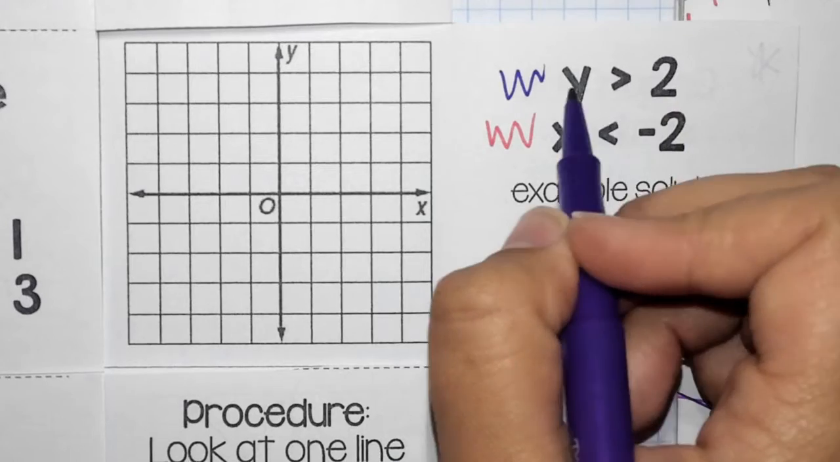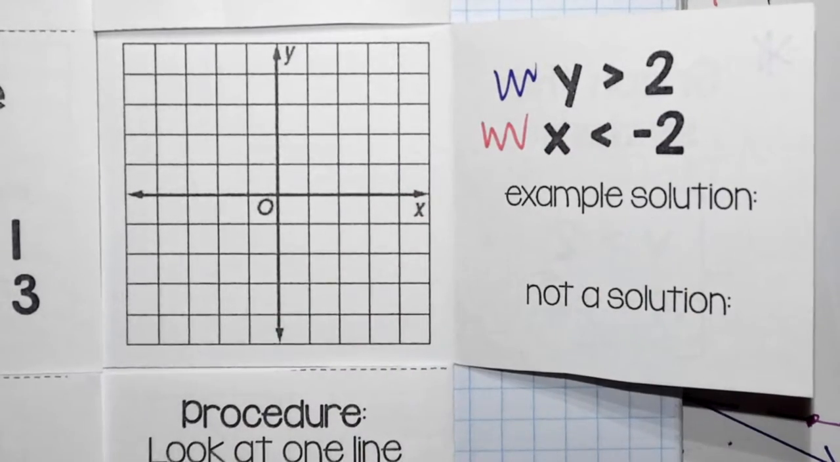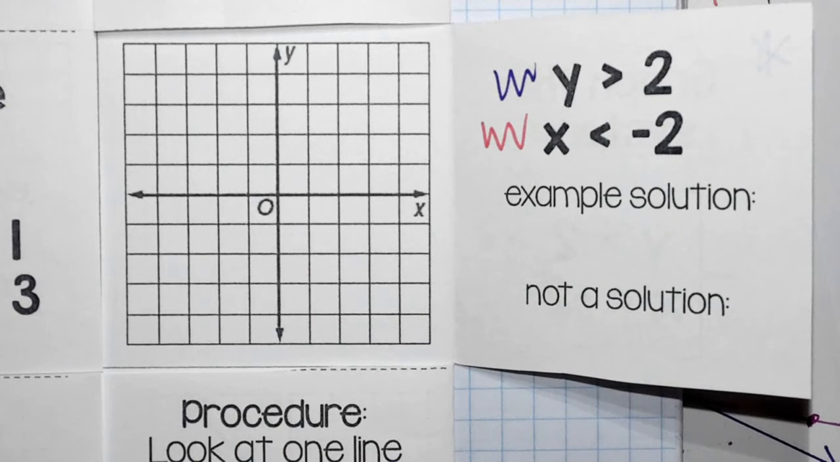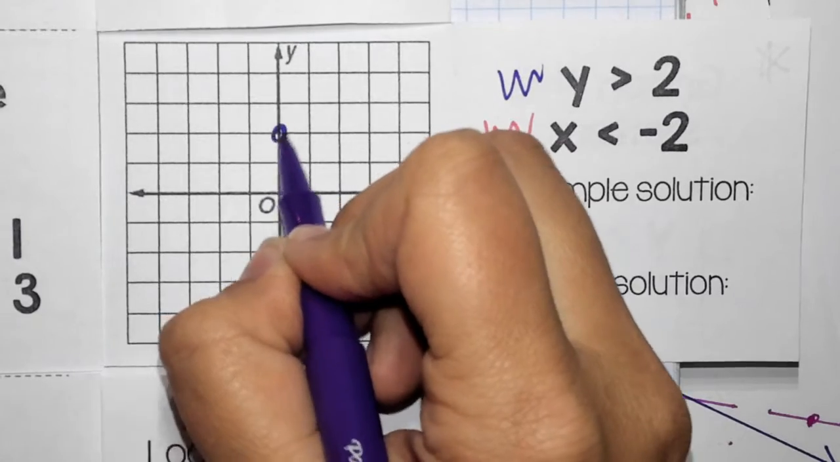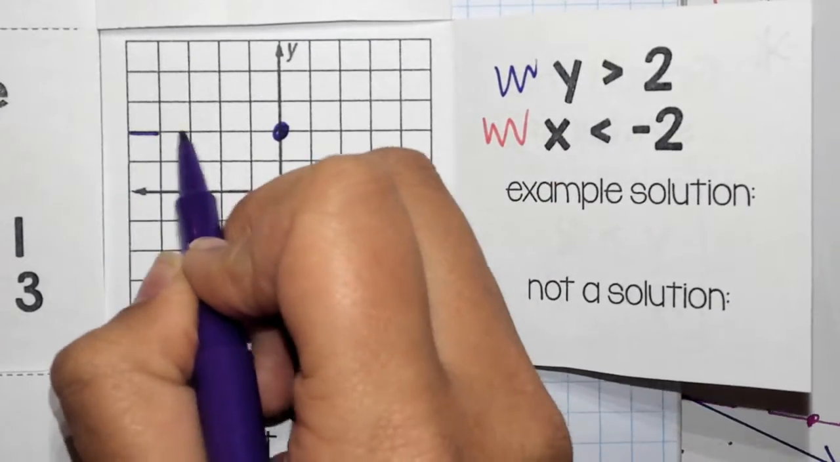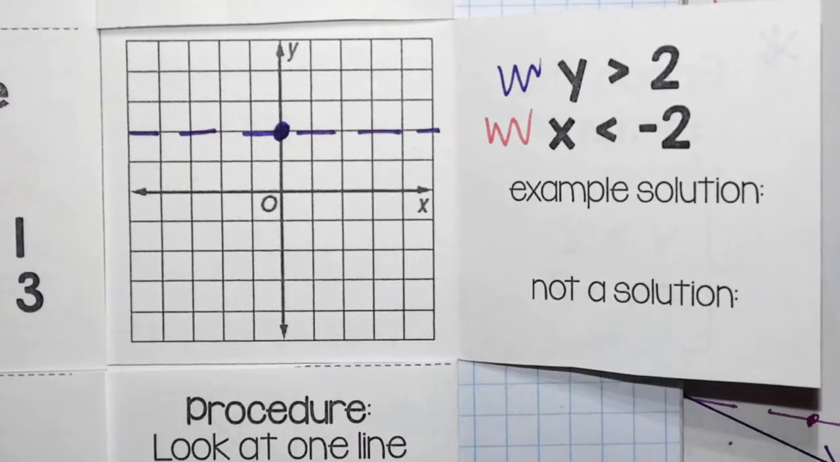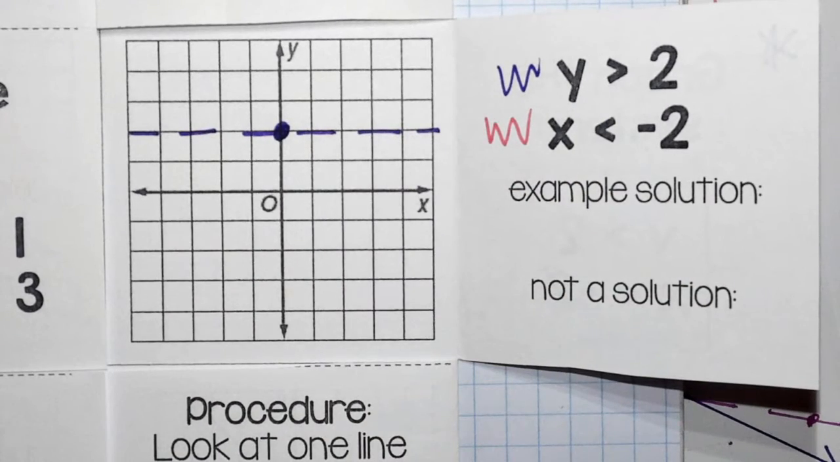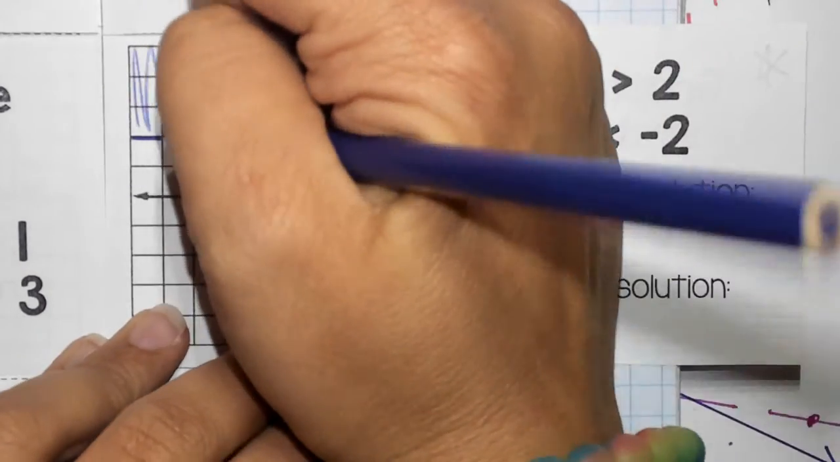Y is greater than 2. That means it's going to pass through the y-axis. It's positive 2, so you go up 2. It only passes through the y-axis because there's only a y, and it's a dashed line because there's no line under it. Are we going to shade above or below? Above, because it's greater than.